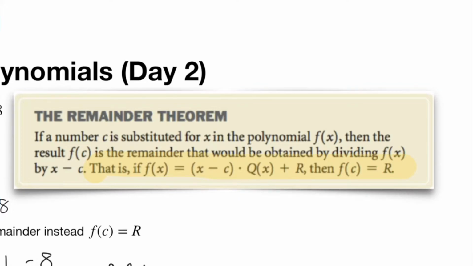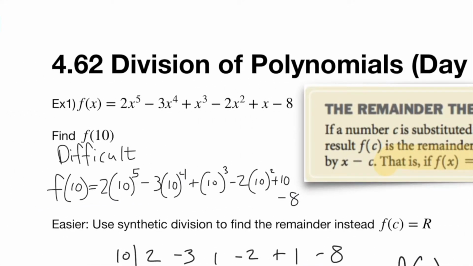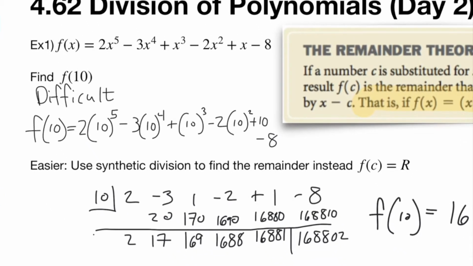What you're basically saying is that if you want to substitute a number like 10 into a function, then substituting in would be kind of difficult to compute. But an easier way to do that would be to use synthetic division to find the remainder instead of flat out just plugging in all the numbers and calculating that by hand. Maybe it's easier to find the remainder.